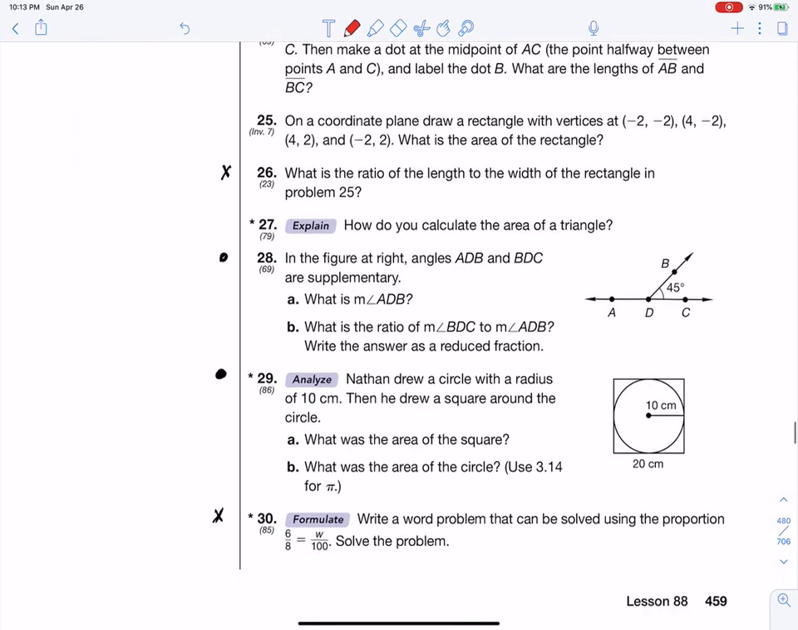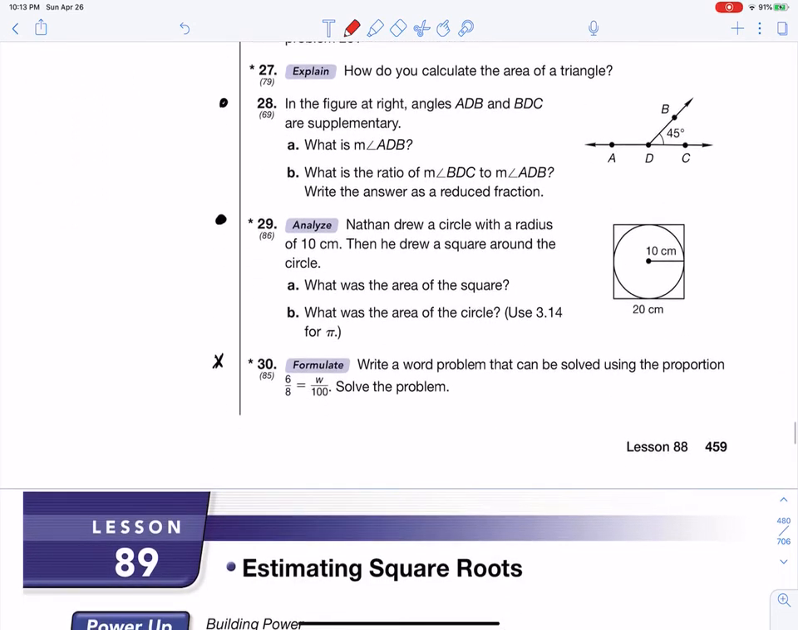Going on, number 28, it says in the figure at the right, angles ADB. Now I got to mark what that is. A, D, and B. So that means right there. And angles BDC. Let me mark that one. BDC. Probably going to say they're supplementary. Yes, I do. So what is the measure of angle ABD?